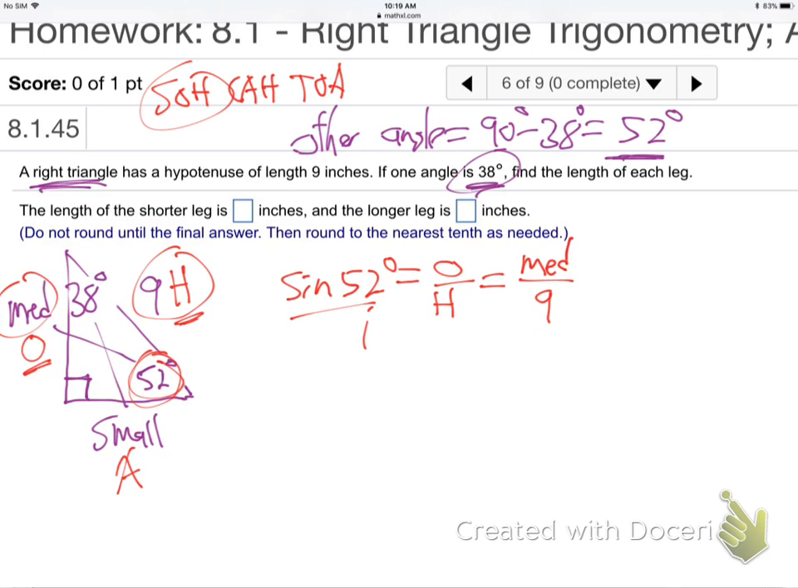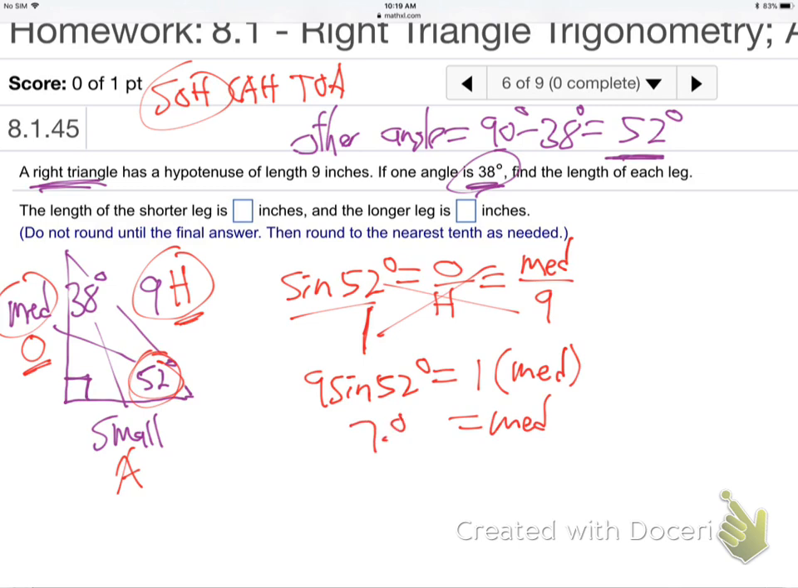So put this over 1, diagonal, diagonal. So 9 sine 52 degrees is 1 times the medium. So the medium equals whatever 9 times sine of 52 is. That's 7.09. They want the nearest tenth, don't they? So I'll say 7.1. So the medium side, the longer of the two legs, is 7.1. Is that good? And then I'll do the smaller.